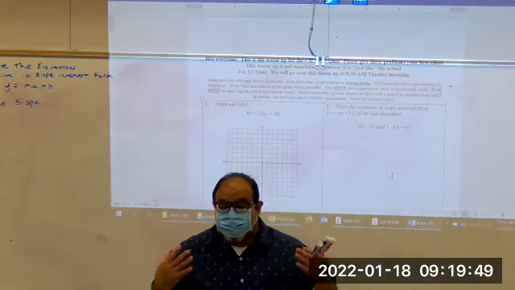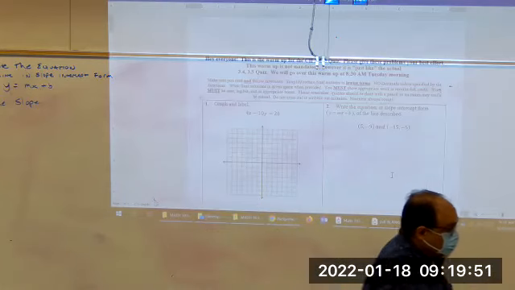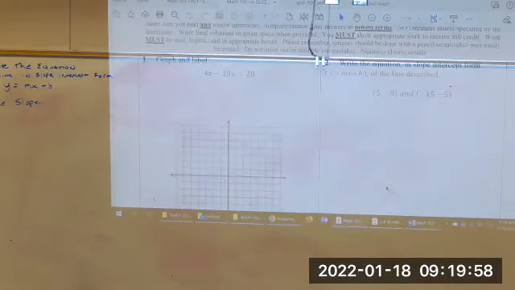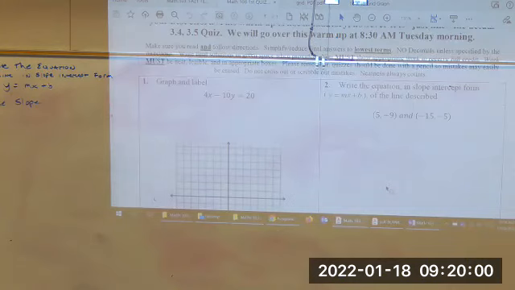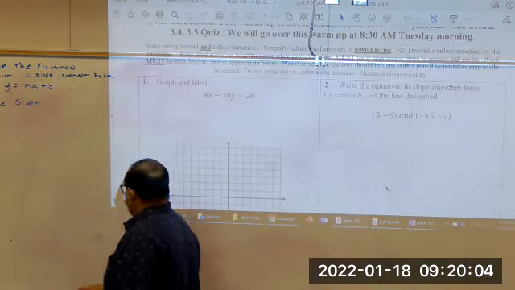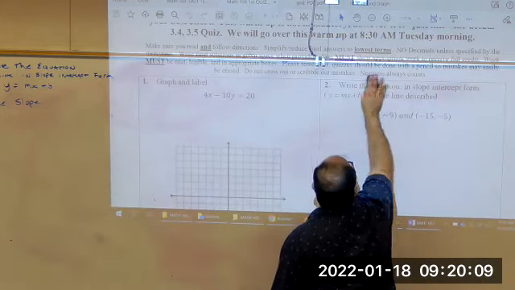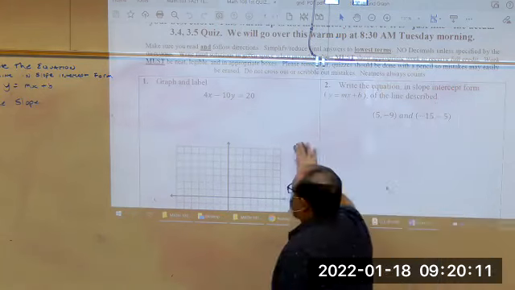Sometimes it's just going to be given to you. Okay? Sometimes it'll just be given to you. Other times you're going to have to figure it out. In this problem, we do not have it given to us. So we have to find it on our own.